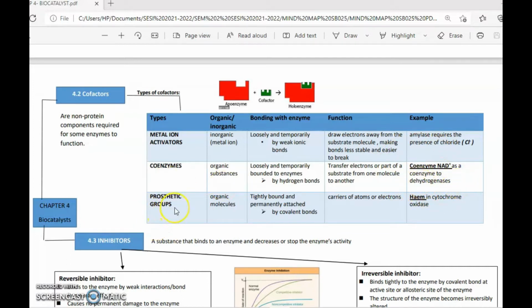And the last one is the prosthetic group. This prosthetic group is an organic molecule and it binds tightly and permanently attached to the enzyme by covalent bond. The function is to act as a carrier of atoms or electrons. An example is the heme group in cytochrome oxidase.